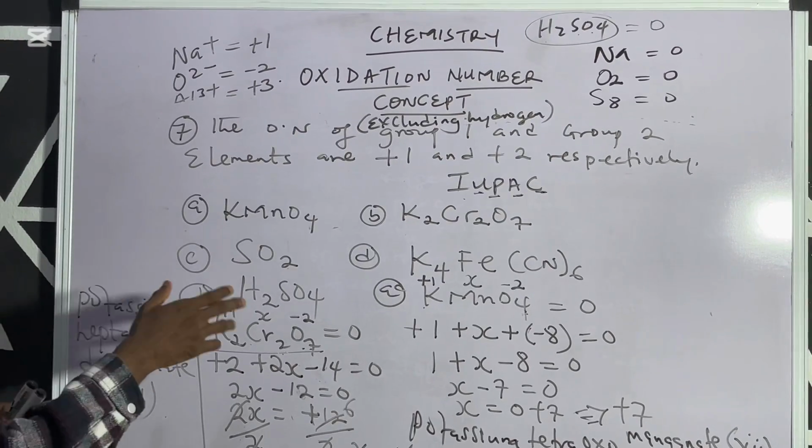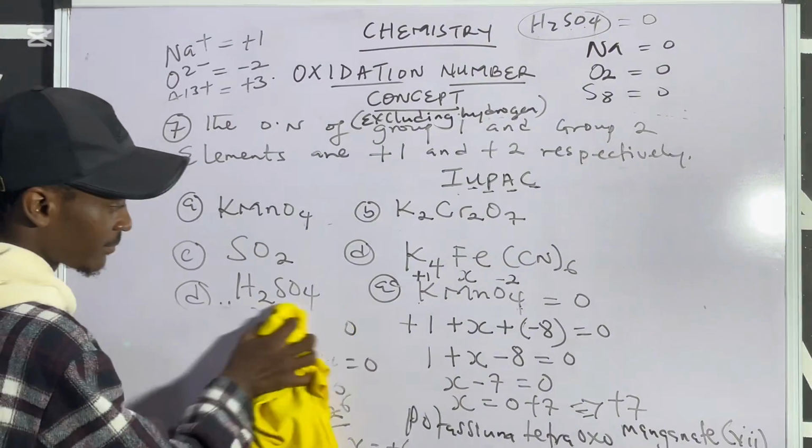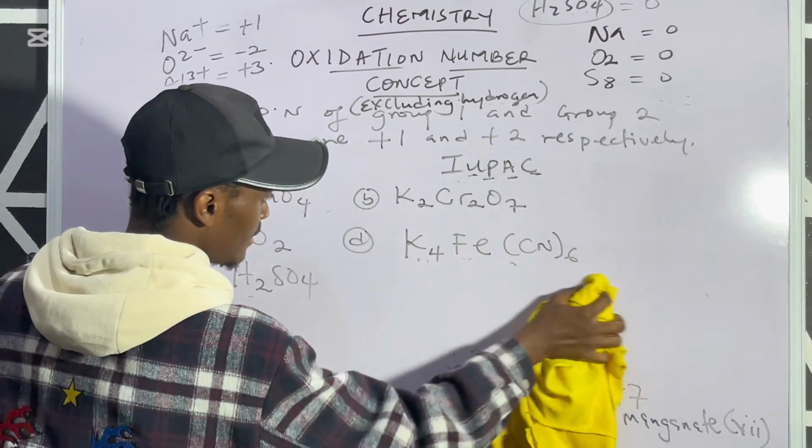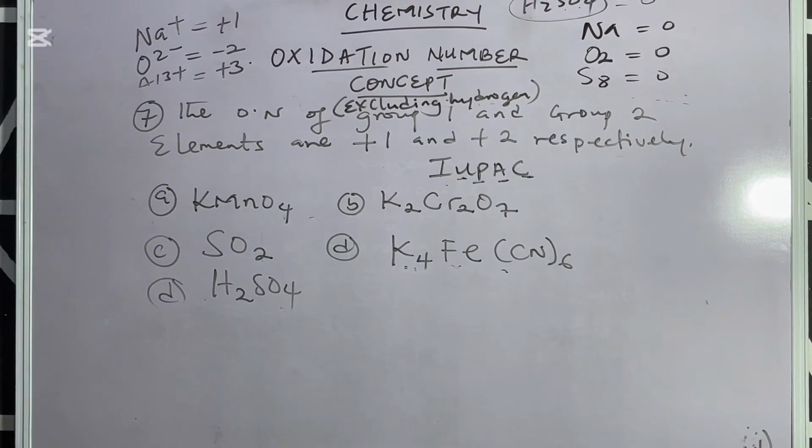So those are the IUPAC names of the first two compounds there. Then let's consider the other ones. The other compounds there. Now, considering the C, which is this guy.